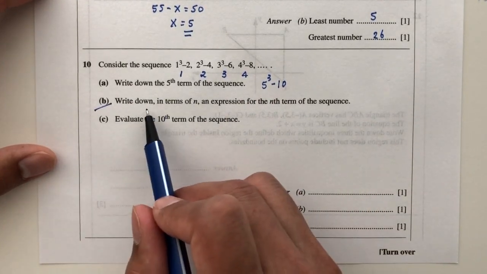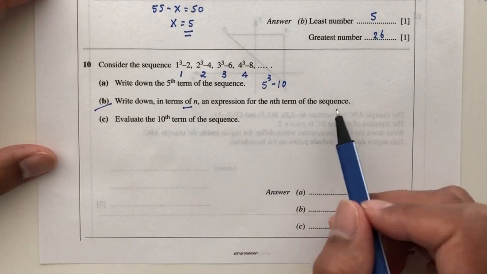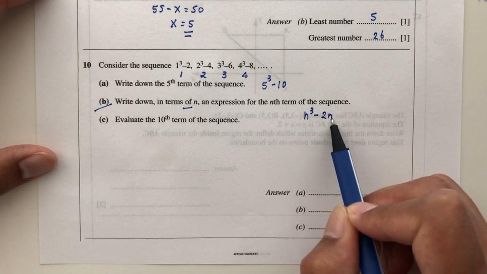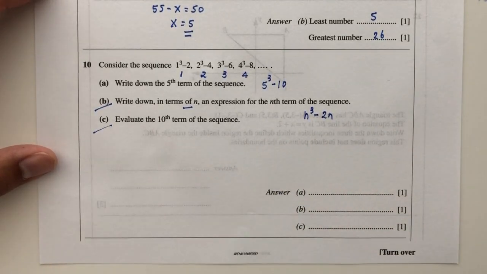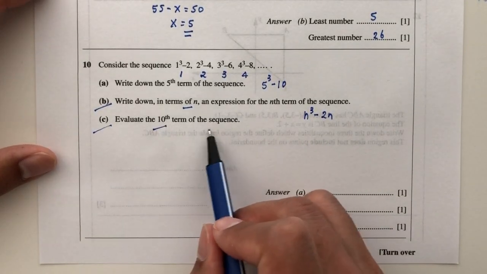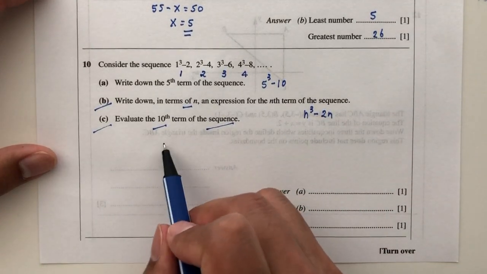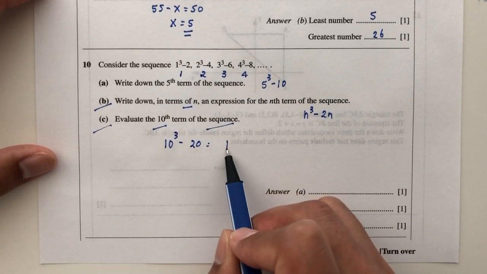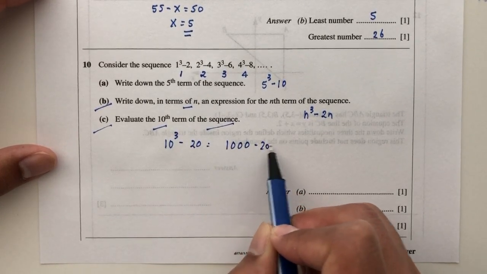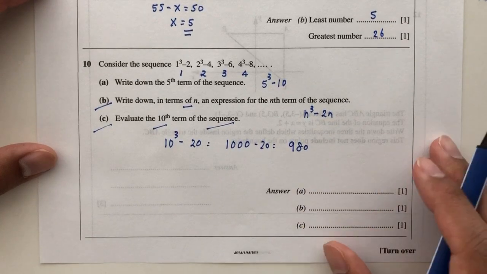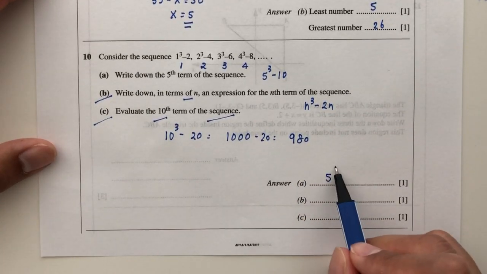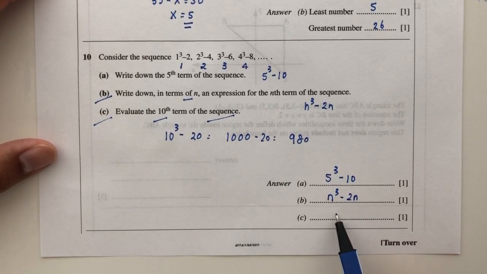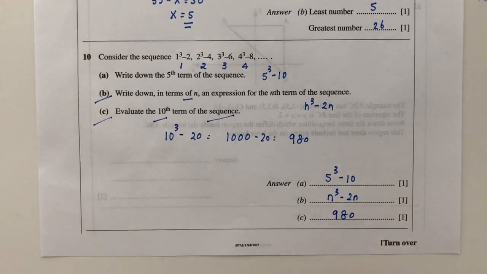So that will be your fifth term of this sequence. Now part B, write down in terms of n an expression for the nth term. Pretty easy. The nth term will be n cubed minus 2n. Now part C, evaluate the 10th term of this sequence. The 10th term will be 10 cubed minus 2 times 10, which is 20, so 1000 minus 20. That will be 980. So your answers here will be 5 cubed minus 10, n cubed minus 2n, and we have 980. That is question number 10.